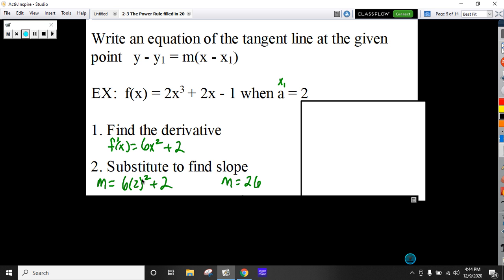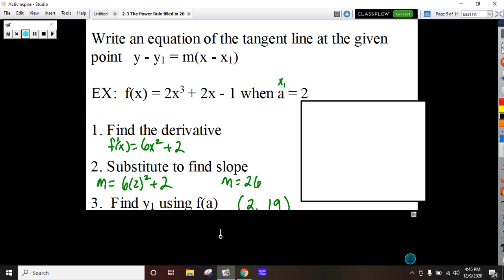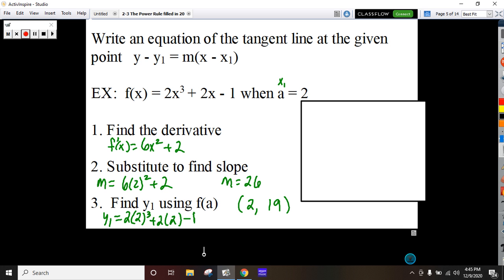So 2 squared is 4, 4 times 6 is 24, plus 2 is 26. So there's my slope. So I have my x1 and my slope. So now just a quick reminder of how you get the y1. Since this is my x1, to find the y that's attached to this x, you just need to substitute it into the original equation. So to find y1, we're going to take the a value and plug it into my function. So that's what I'm showing here.